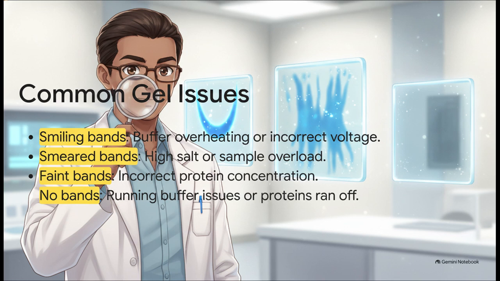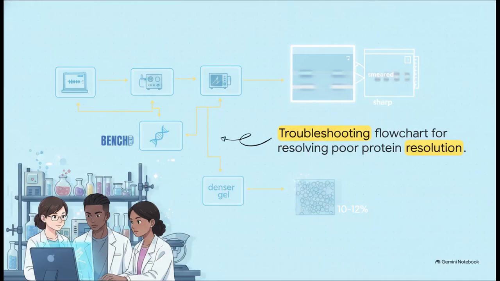A smiling gel means the center is hotter than the edges, usually because the voltage was cranked too high. Smeared bands, you probably overloaded the well, or there's too much salt distorting the electric field. And if there are no bands at all, well, you might have accidentally run your invisible proteins right off the bottom of the gel. Luckily, as troubleshooting flowcharts often show, a quick logical adjustment can usually save the whole shebang.